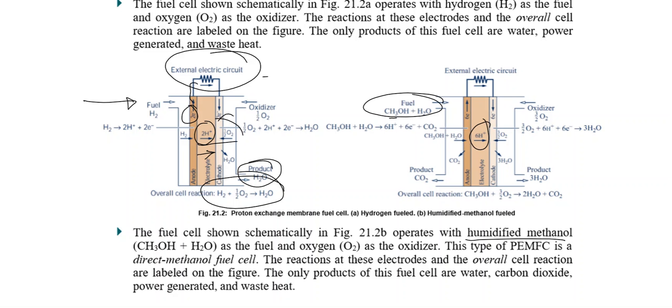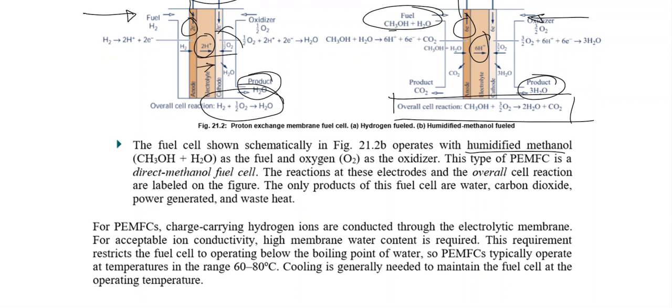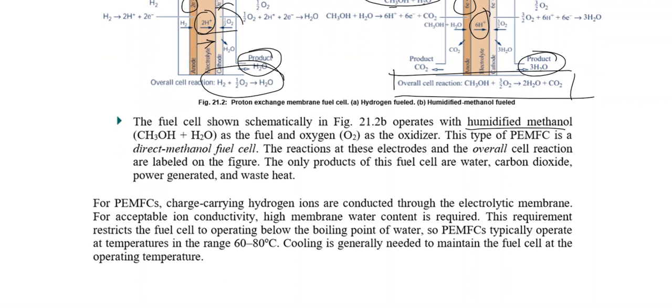So that means we have 6 hydrogen ions and 6 electrons moving from this direction to this direction. Obviously, oxygen from the air would be coming from the other side, and it will have a reaction at the cathode side. The overall reaction would look something like this, producing 3 molecules of water. The reaction at these electrodes and the overall reaction are labeled in the figure.